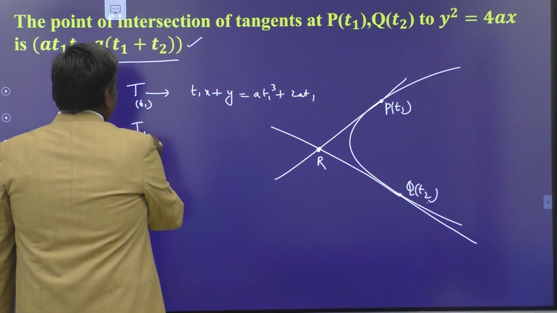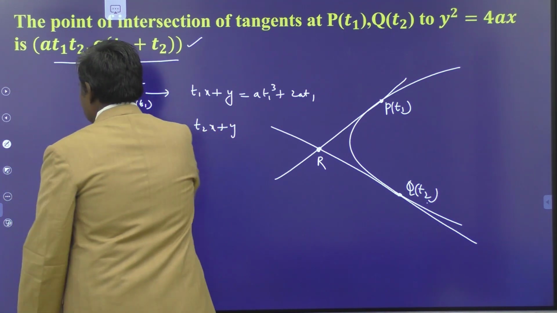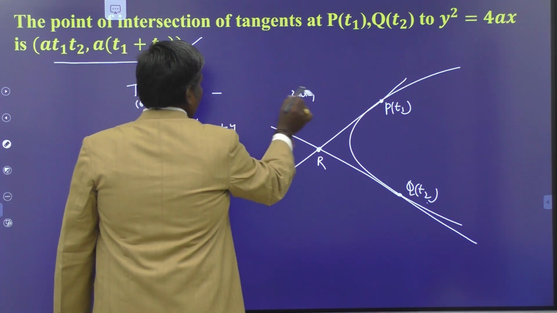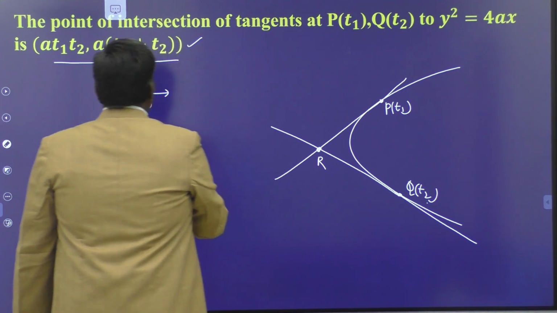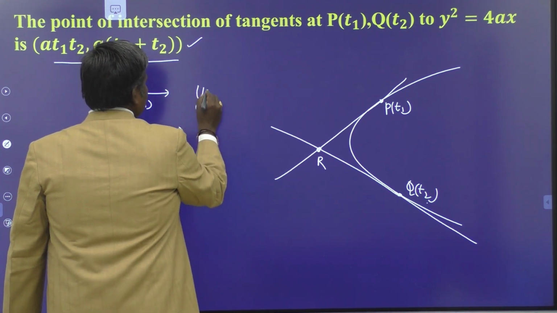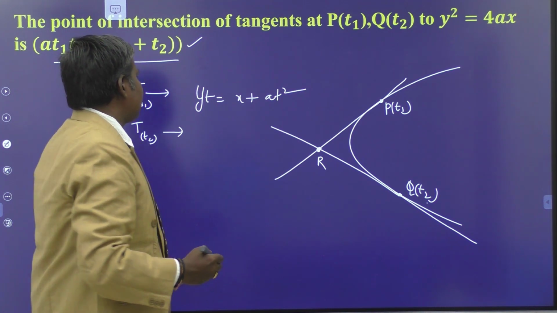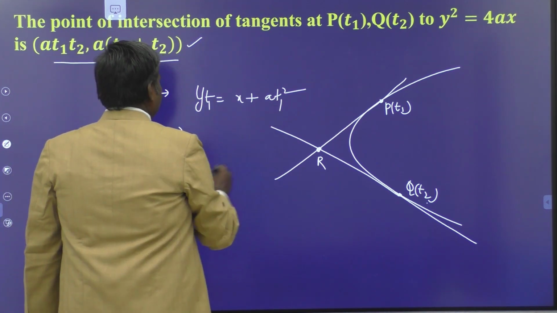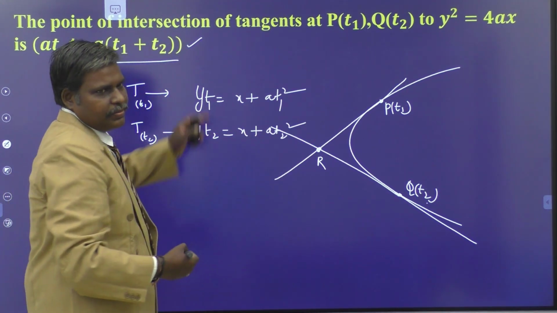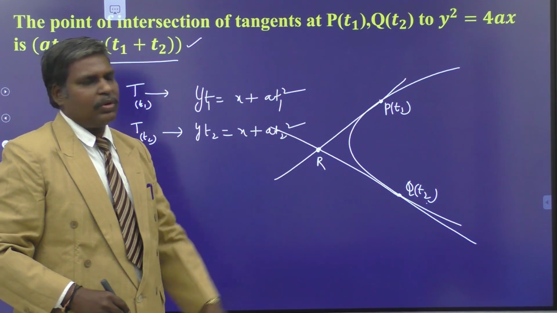What is the equation of tangent at the other point t2? I am very sorry, that is the normal. Tangent at t is yt = x + at², just as we derived. Tangent at t1 is yt1 = x + at1². Tangent at t2 is yt2 = x + at2².